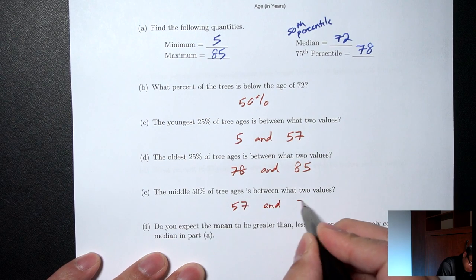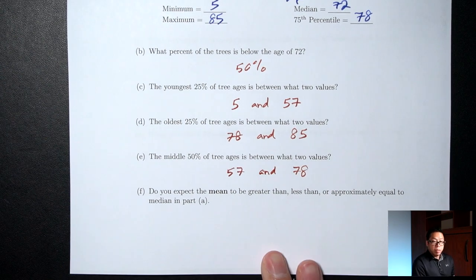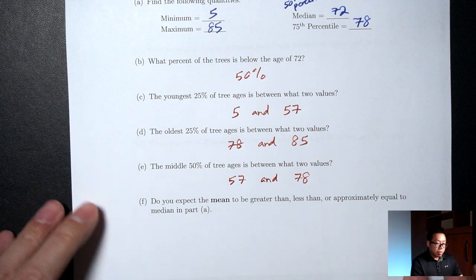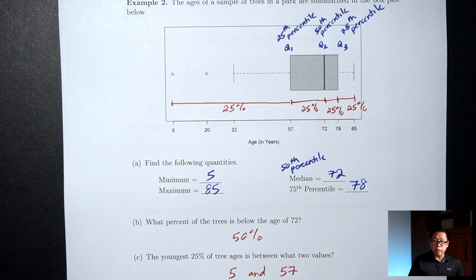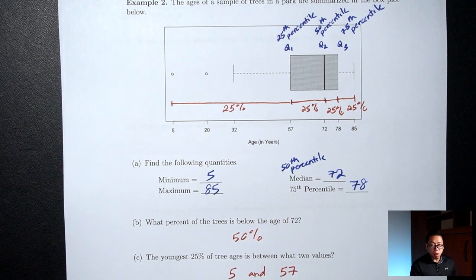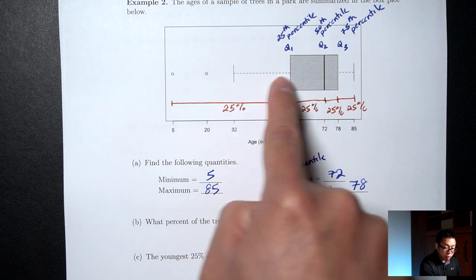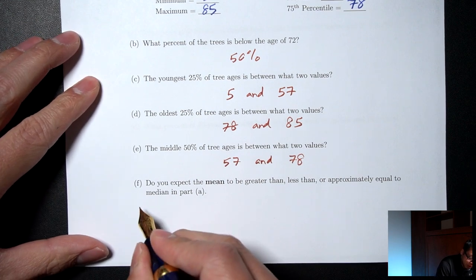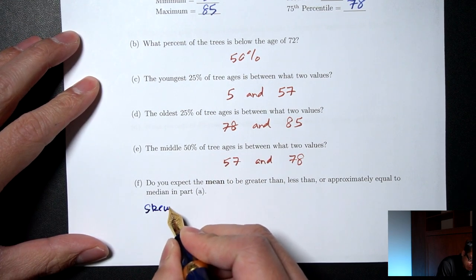Part F, do you expect the mean to be greater than, less than, or approximately equal to the median? The first question I want to ask is: is this box plot skewed left, skewed right, or symmetric? Remember, look at the two boxes and the two whiskers. Whichever side is longer is the direction of the skew. Left box is bigger, left whisker is bigger, so this would be skewed left. That doesn't answer my question yet, but right now I can say it's skewed left.